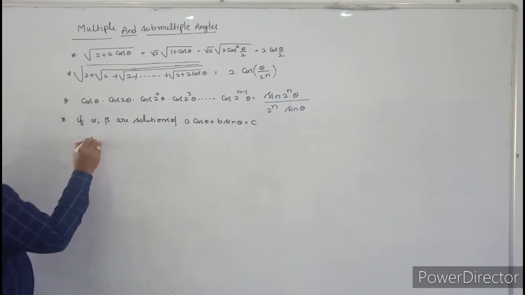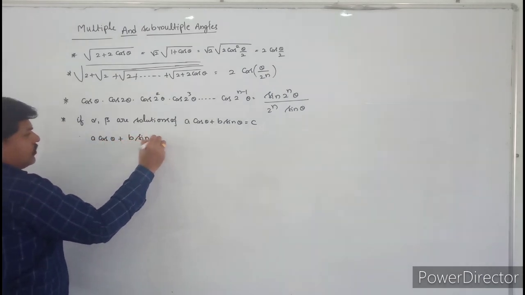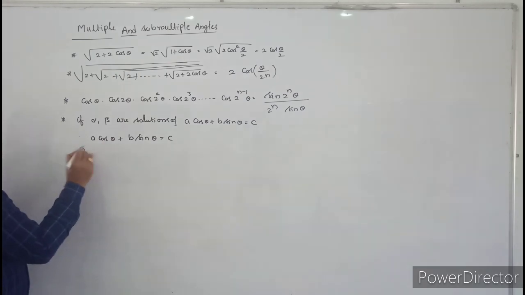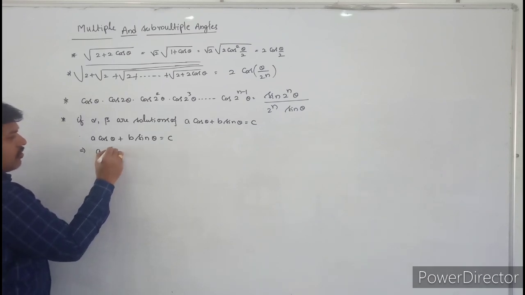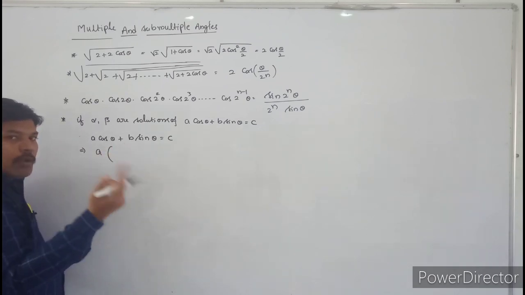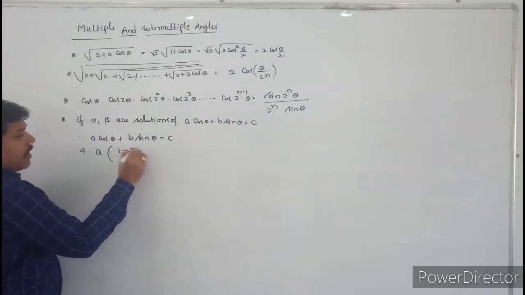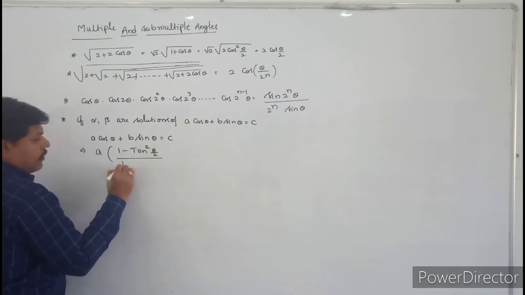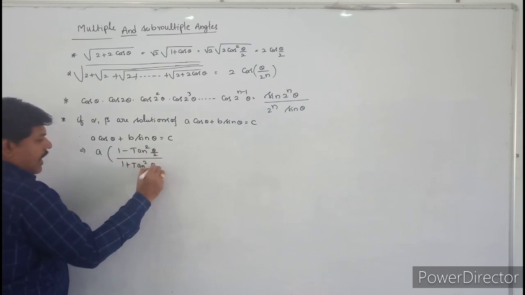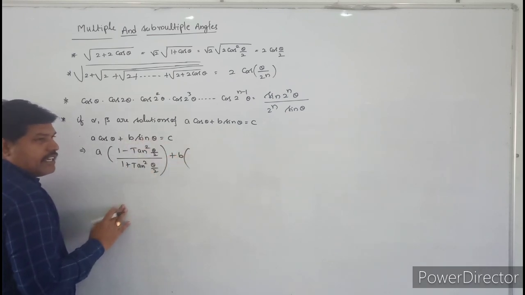So first we will take a cos theta plus b sin theta is equal to c. Cos theta in terms of tan, half angle formula: cos theta is equal to cos 2 theta formula, 1 minus tan square theta by 1 plus tan square theta. Yes or no? Half angle formula, it becomes 1 minus tan square theta by 2 by 1 plus tan square theta by 2, plus b into sin theta in terms of tan.